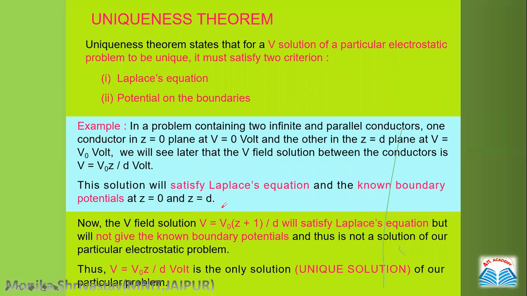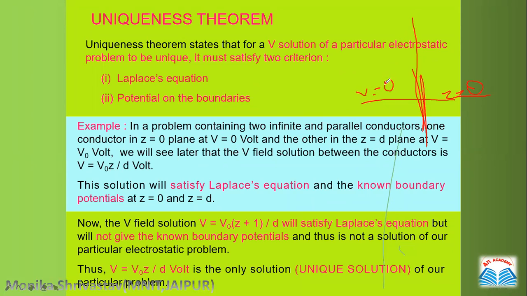The problem is that one conductor is in the Z equals 0 plane at V equals 0 volt. So this is a conductor. This is the Z axis, and the conductor is situated at the Z equals 0 plane. This line is Z equals 0. Now on that Z equals 0, it has voltage V, which is also equal to 0.